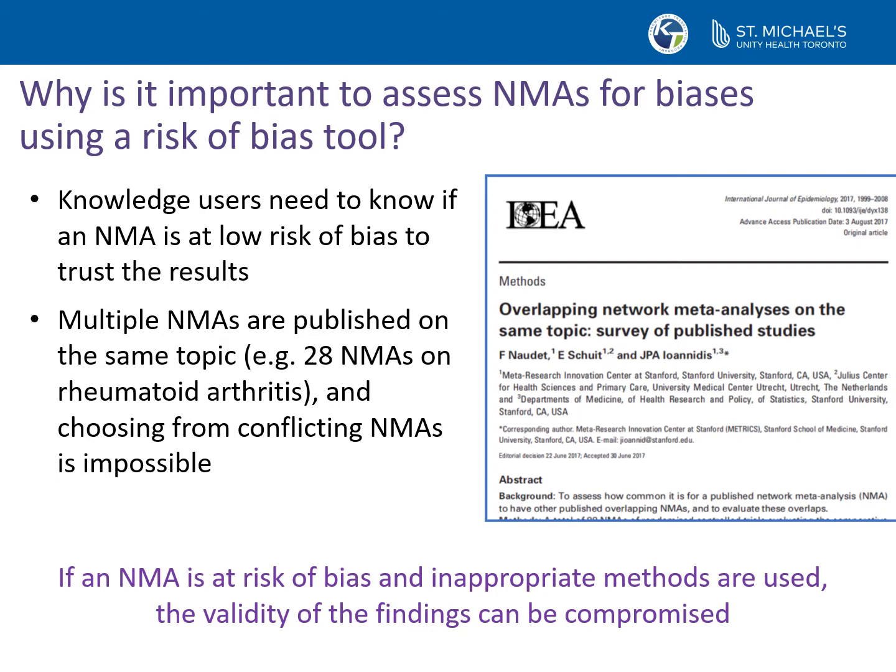So multiple network meta-analyses are published on the same topic, and choosing from conflicting NMAs is impossible without a risk of bias tool. So in the study by Metrics authors on the right, the authors found 28 NMAs on the treatment for rheumatoid arthritis, all with differing, conflicting, and discordant results. So if an NMA is at risk of bias and inappropriate methods are used, the validity of the findings can be compromised, which can then impact on patient treatment and care.